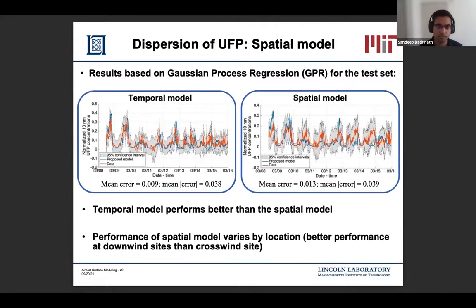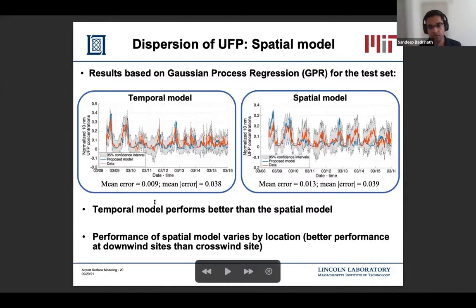So the regression function was obtained using Gaussian process regression, and shown here are the validation results on a test set. On the left is the validation for the temporal model, on the right is the spatial model. The red is the data, and blue is our proposed model. You can see overall, qualitatively, there's a good match, and the error statistics are shown below.